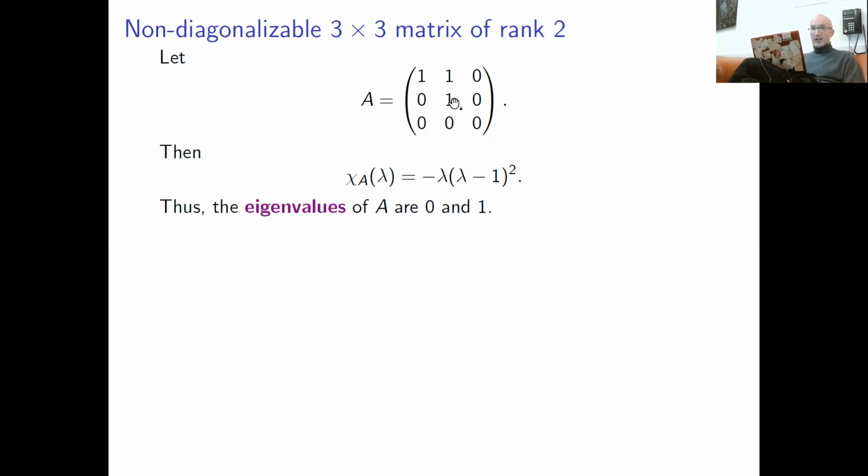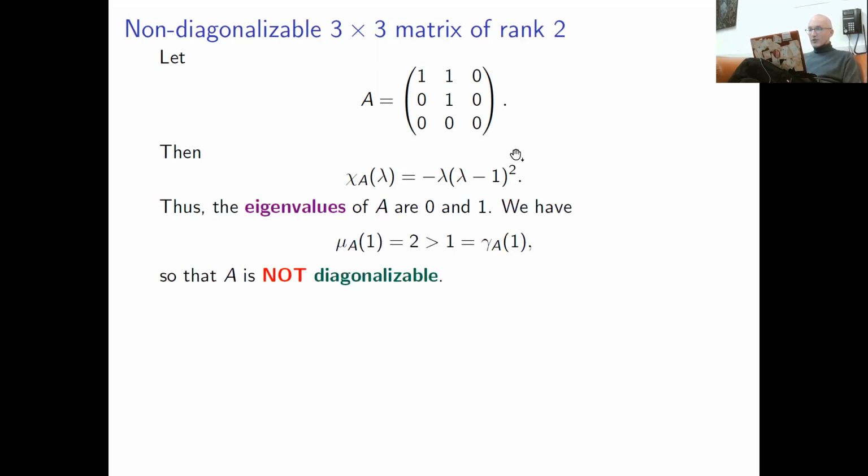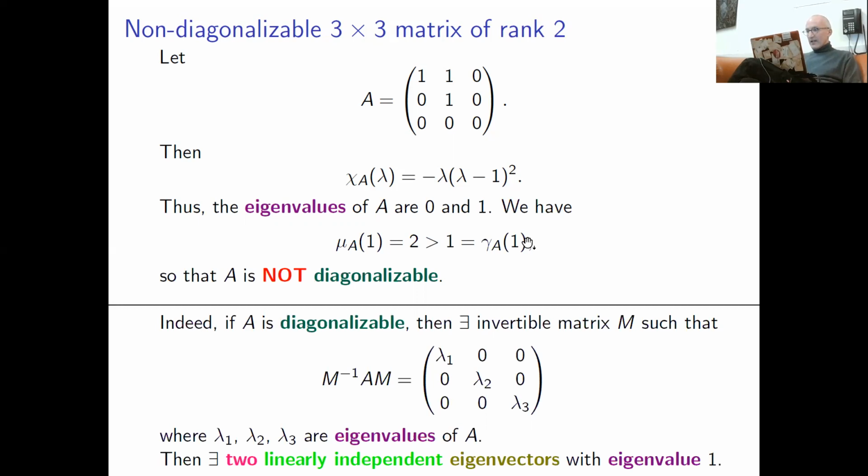The matrix is not diagonalizable. How to check this? By definition, you subtract from A the identity matrix multiplied by 1. So you get a matrix 0, 1, 0, 0, 0, 0, 0, 0, minus 1. Clearly, its rank is 2, because it has 2 linearly independent columns or 2 linearly independent rows. So the nullity is 1. Nullity is the dimension of the kernel. So the geometric multiplicity is 1, less than 2, which is the algebraic multiplicity. The matrix is not diagonalizable.